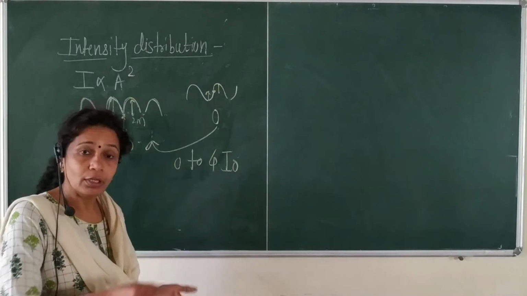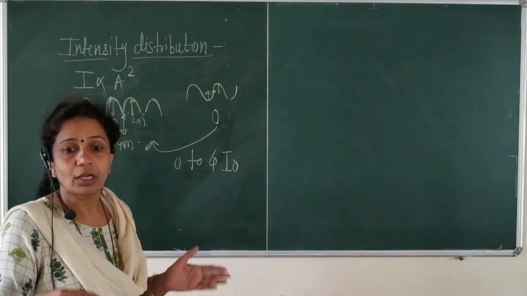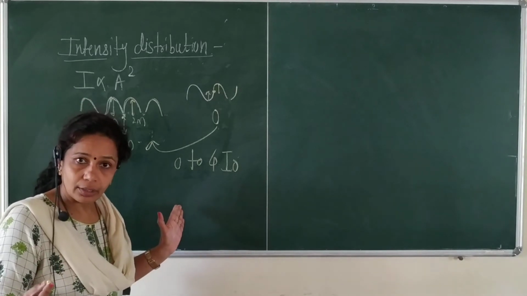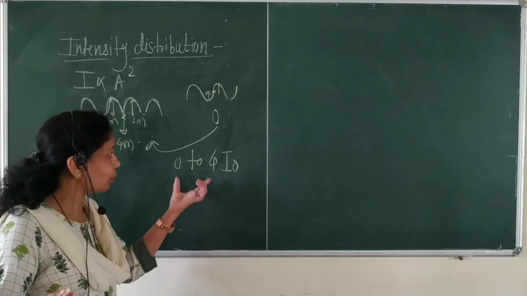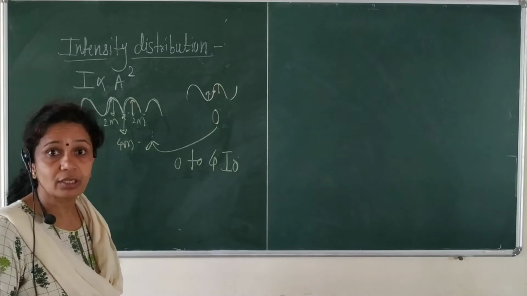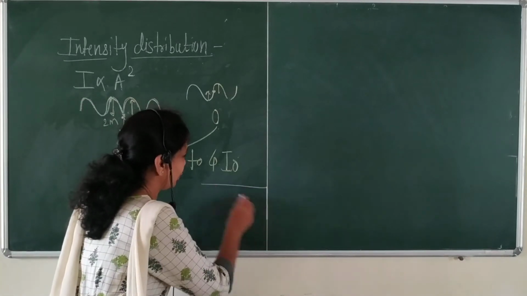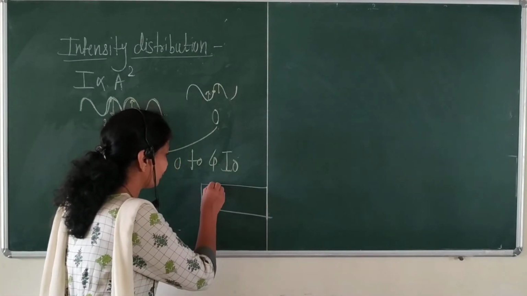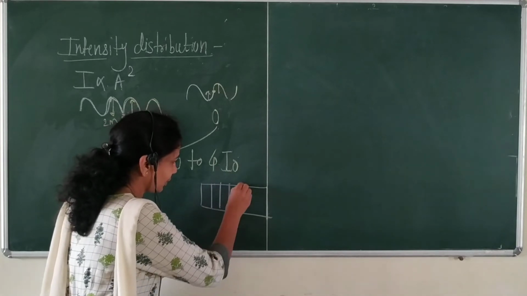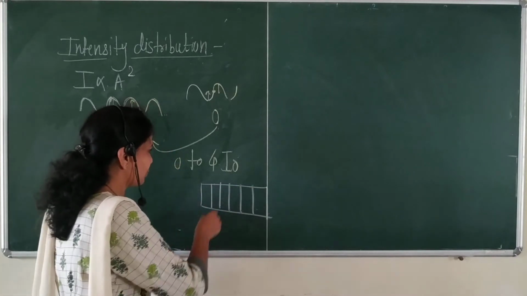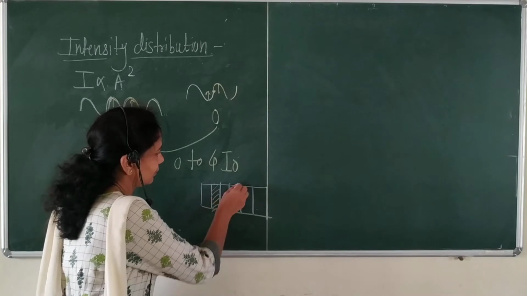And therefore the intensity of the wave gradually increases from 0 to 4 times the I0. Okay, therefore here is nothing but an interference pattern. This is the band. Okay, suppose this is the dark band.